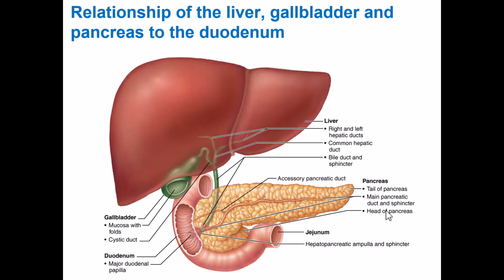We've seen this picture before. We can see how all these different accessory organs, the liver, the gallbladder, and the pancreas, their relationship to the duodenum and how that bile duct and the pancreatic duct are delivering bile and pancreatic enzymes here to the duodenum of the small intestine once chyme enters that area.